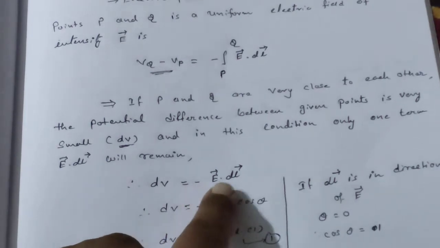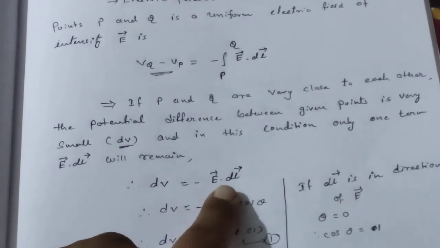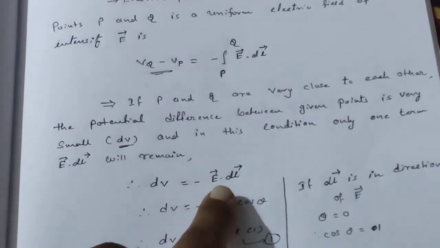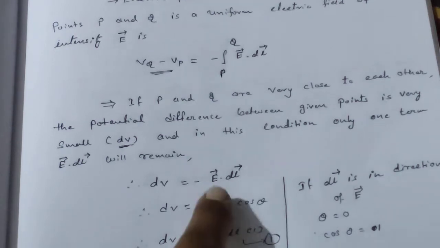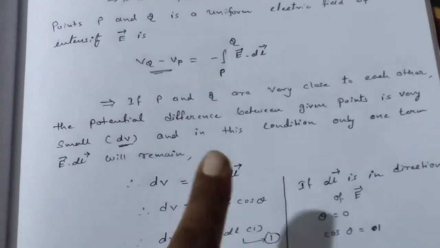Here we have a dot product. As you know, for dot product A dot B equals AB cos theta, so here I can write E dl cos theta. Now while you are writing cos theta, there is no need to represent the dot.